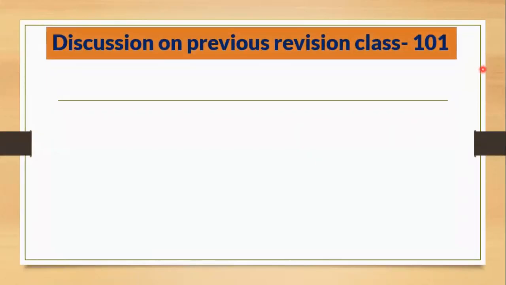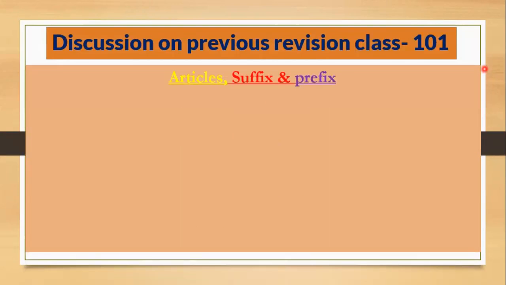Dear students, I would like to take feedback on the previous revision class. Your previous revision class number was 101. Can anyone tell what the topic of the previous class was? Yes, you are right. The topic was articles, suffix and prefix. Who can tell how many types of article there are? Yes, article is of two types, definite article and indefinite article.